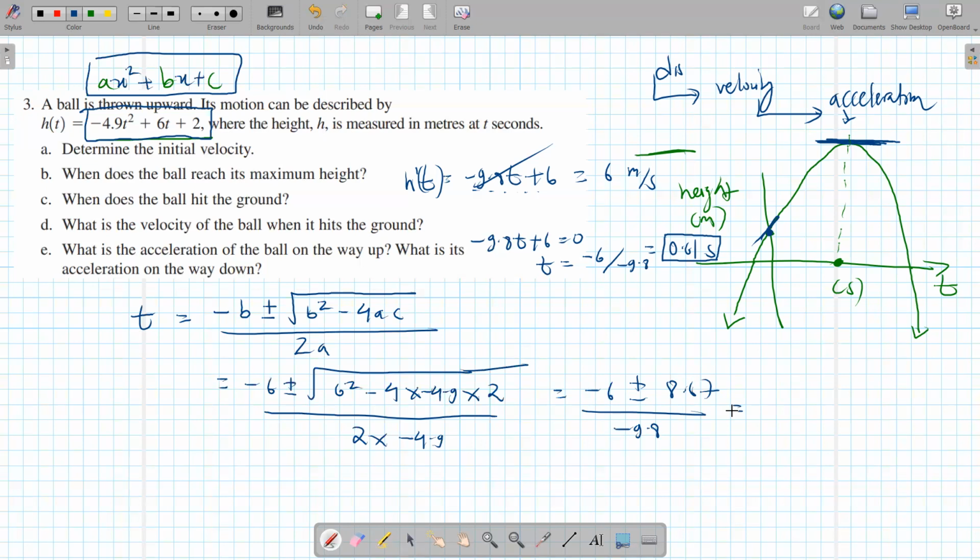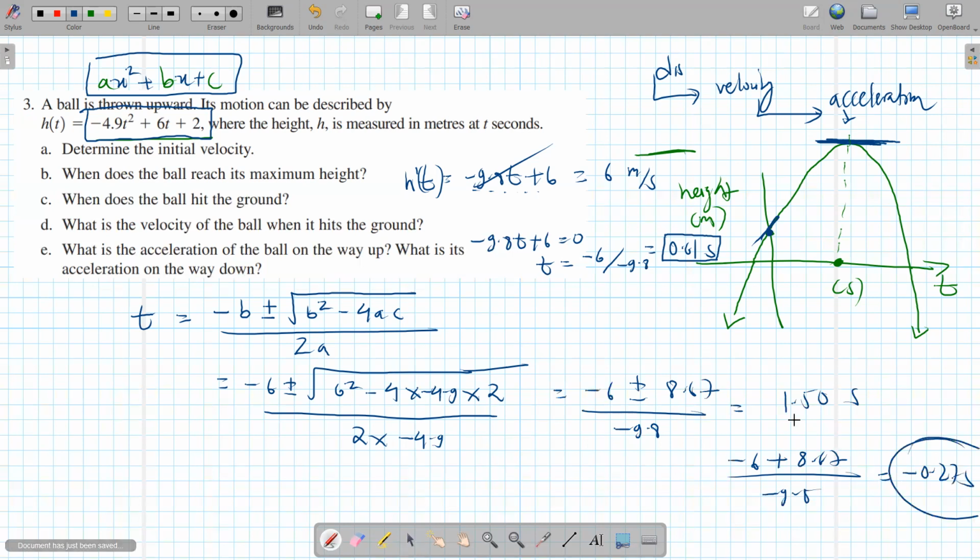So it's going to give me two different values. Negative 6 minus 8.67 divided by negative 9.8. One of the answers is 1.50 seconds. The other one is negative 6 plus 8.67, which is 2.67 divided by negative 9.8. So basically, you do this twice. What does the plus or minus mean? You either do the plus bit, which gives you negative 0.27 seconds, or you do the minus bit, which gives you this one.